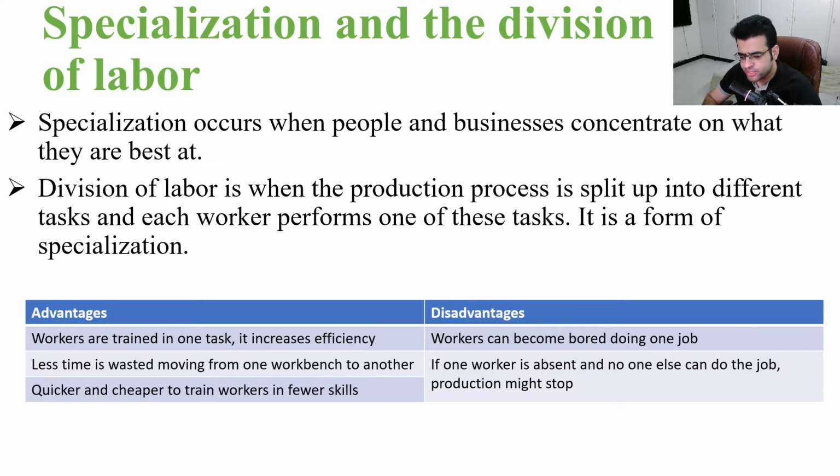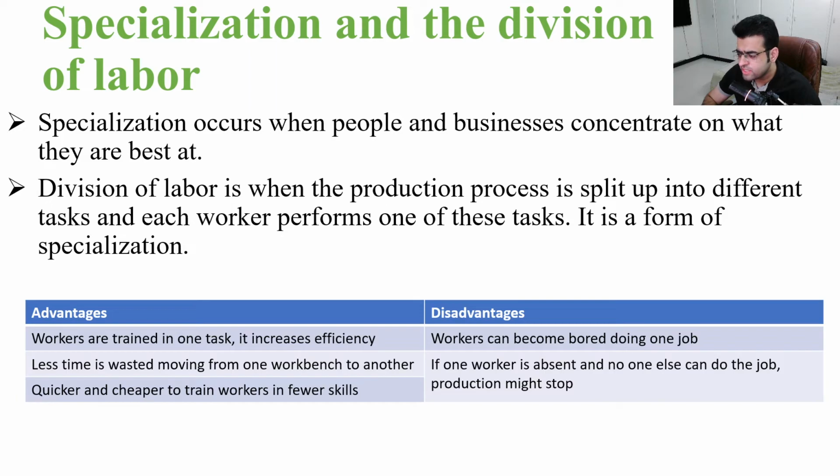The third advantage is that it is quicker and cheaper to train workers in fewer skills. So if we have to train a worker in only one skill, it is easier to do as compared to teaching them everything. So that saves time and money for the organization as well.